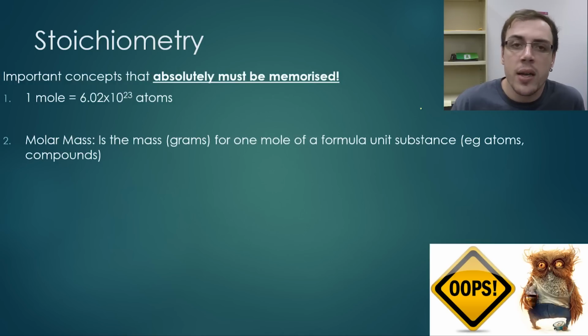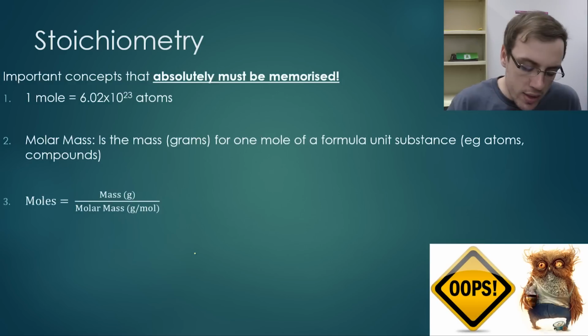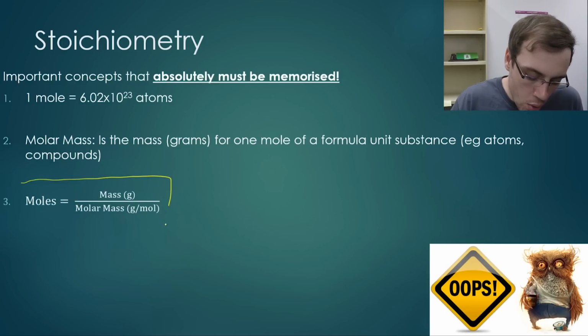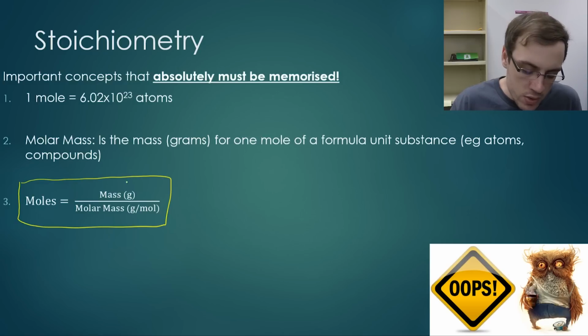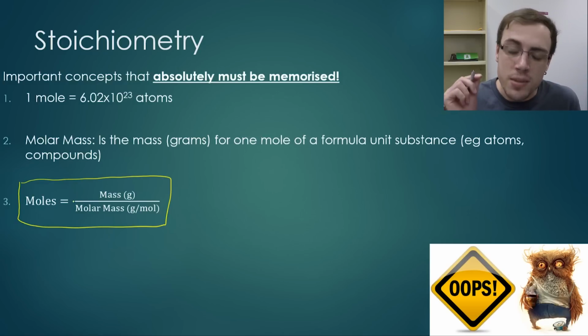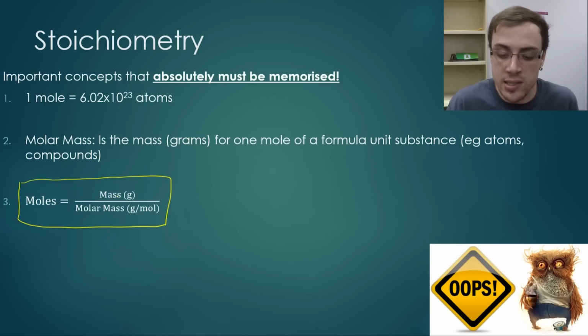So if we have carbon, carbon on the periodic table has a molar mass of 12. That means that if we had 1 mole of carbon, it would weigh exactly 12 grams. Now, this formula is one of the most important formulas that you will learn all semester. Moles is equal to mass over molar mass. This must be memorized because in the next module we're going to be looking at different versions of this formula based on whether we have a compound that is in a solution or not.